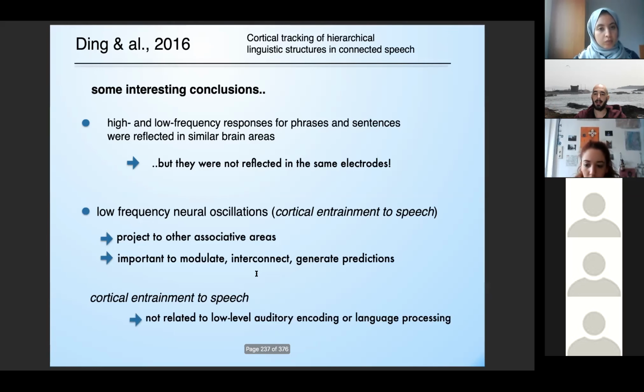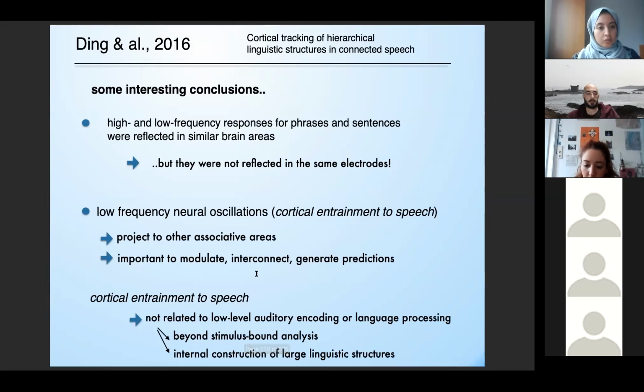So, right. The idea is that this cortical entrainment to speech is not related to a low-level auditory encoding or to a low-level language processing, but it's beyond a stimulus-bound analysis. So it's really reflecting some kind of analysis, some kind of structure that our brain is building up out of a continuous stimulus. So it reflects the internal construction of large linguistic structure. Okay.